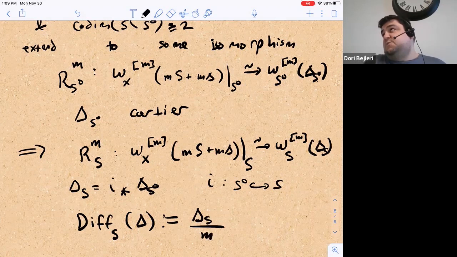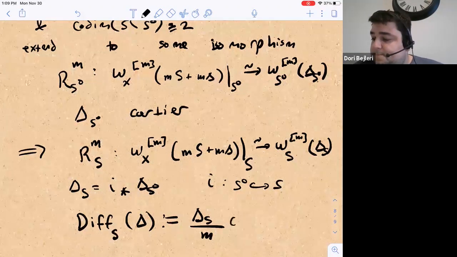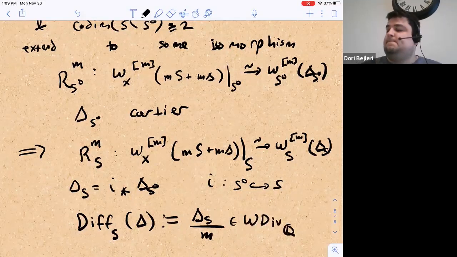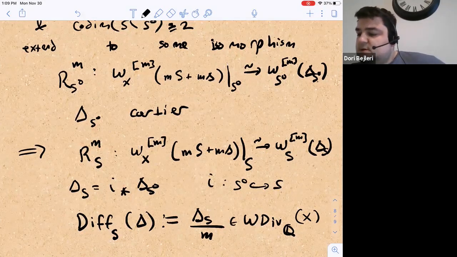So this is some a priori. Well, so what do we know a priori? A priori it is just some Weil divisor. We don't know anything, because we know that delta S0 is Cartier on S0, but then when we push forward, we just get some Weil divisor. It doesn't have to be Q-Cartier, so it's just some Q-divisor. But the point is that this gives us an actual divisor rather than just some divisor class. So it's really a divisor. Okay, so that's the first definition of the different.